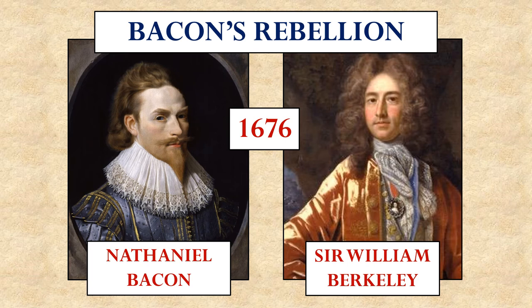But there was another problem. And that was that settlers along the frontier, like this man in the picture on the slide, Nathaniel Bacon, they didn't want to fight a defensive war. They wanted to go and take the war to the natives, to go and kill them on the frontier so that they couldn't be a threat to people like Nathaniel Bacon, who had land out on the frontier.